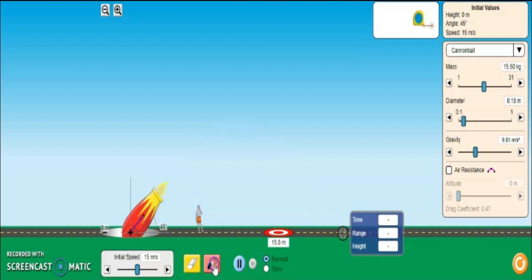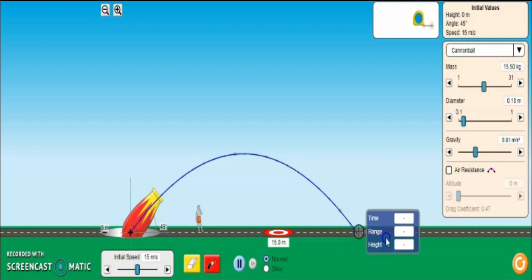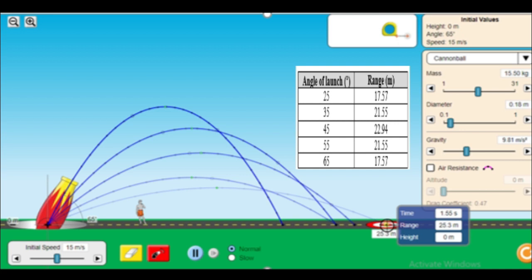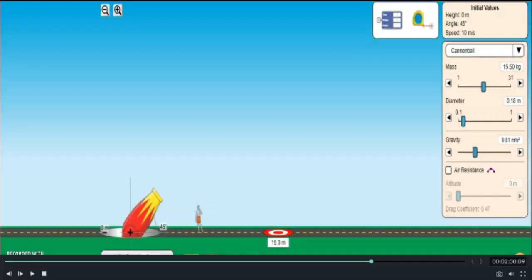At an angle of 45 degrees, a cannonball or projectile object will travel the maximum distance in the horizontal component. In conclusion, increasing the angle of launch will increase the vertical component of the object's travel but decrease the horizontal component. Secondly, we will discuss the effect of the initial speed of launch on its range.